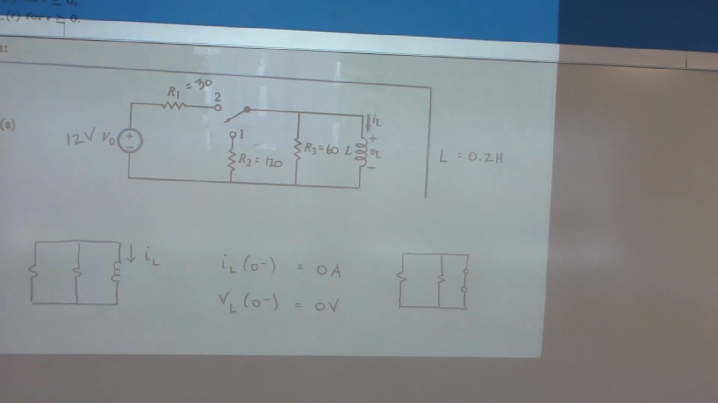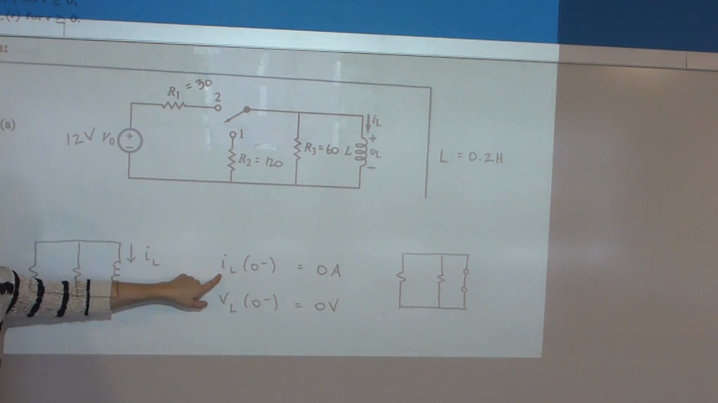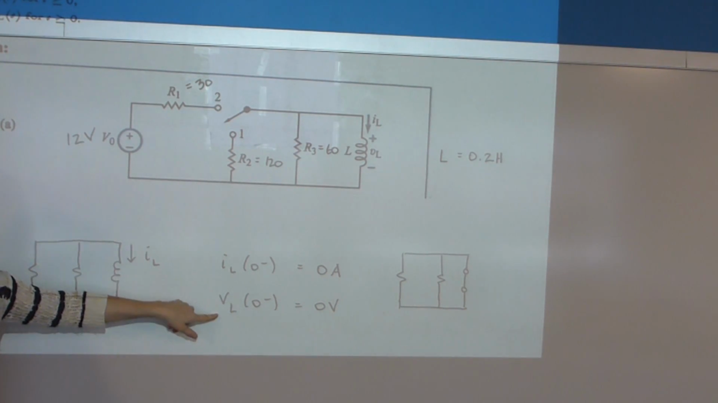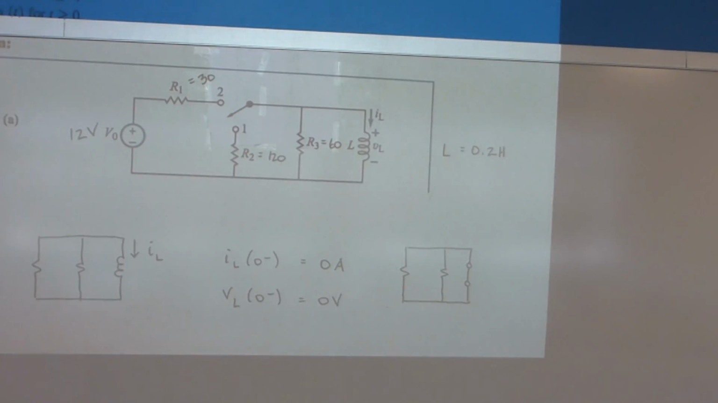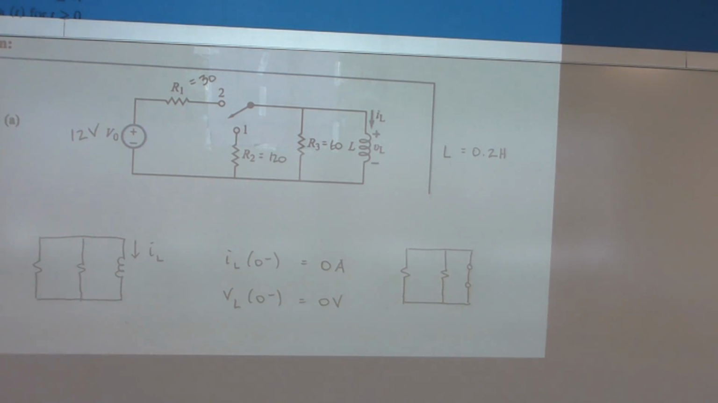Okay, B says what happens right after the switch is thrown. Right after the switch is thrown, I know what this one is. I sub L stays the same. V sub L changes. So let's draw our new circuit. So here's B, this is at t greater than 0.